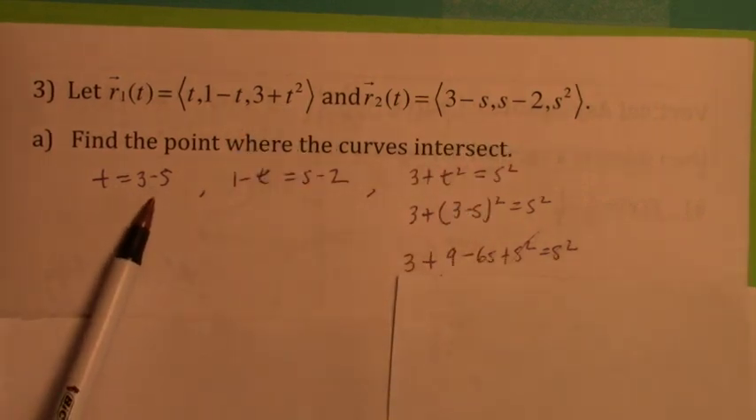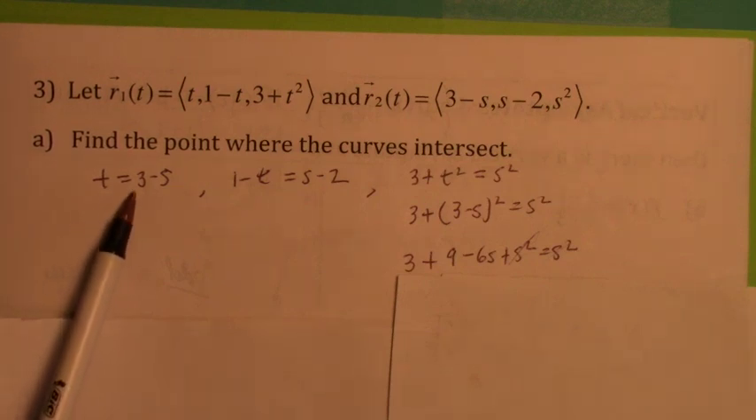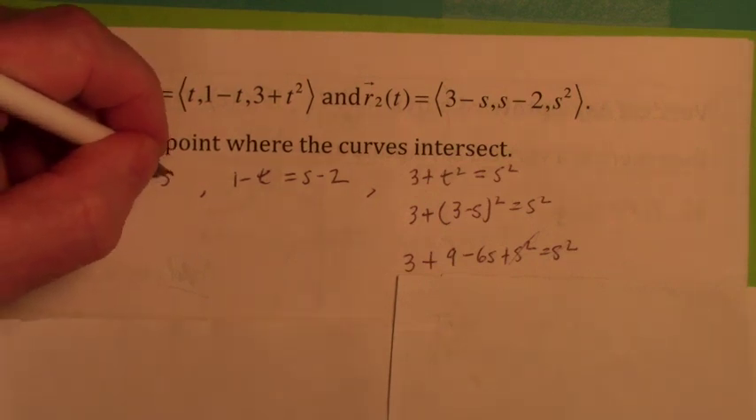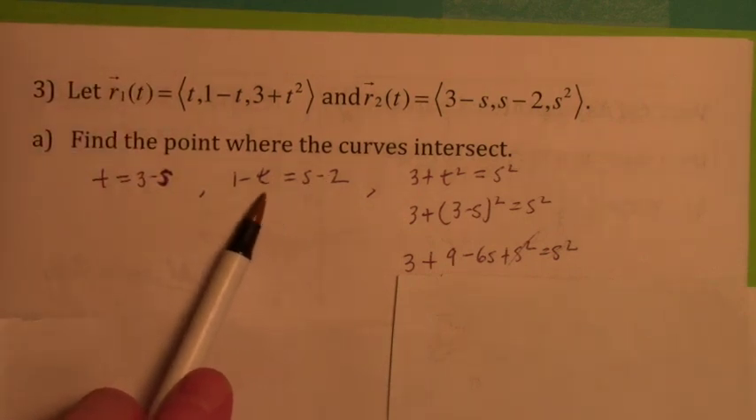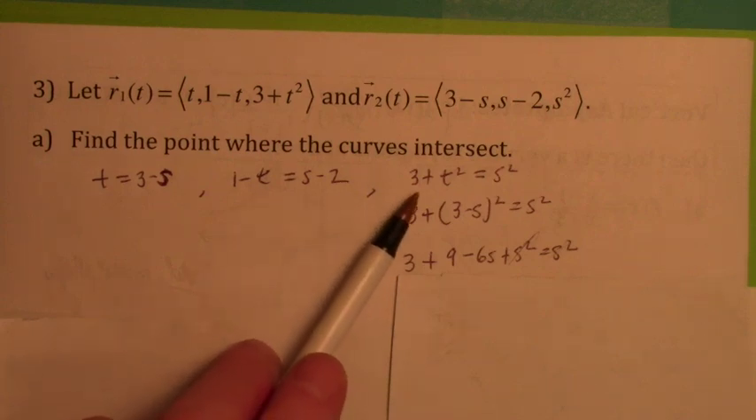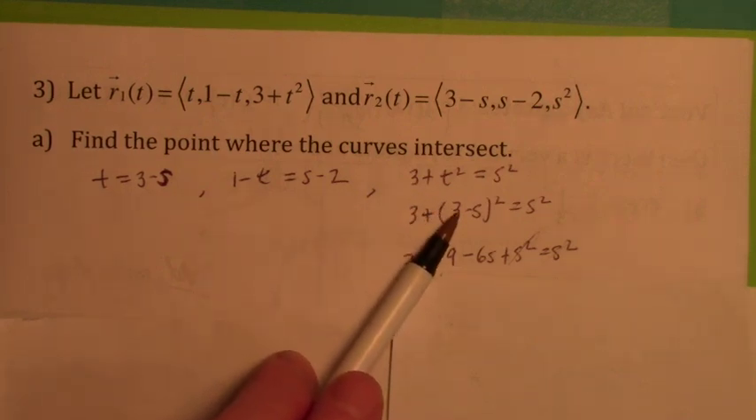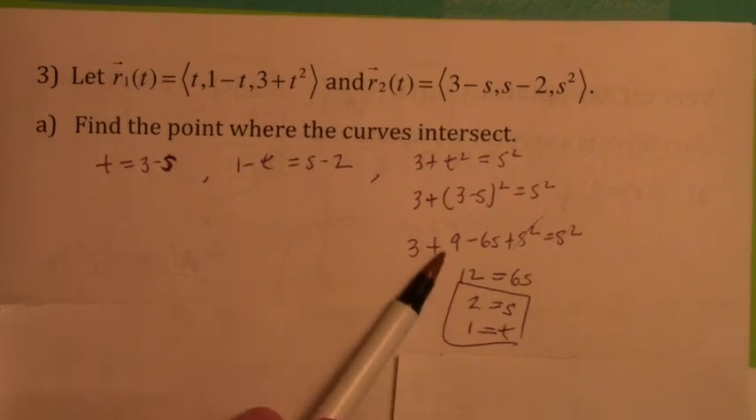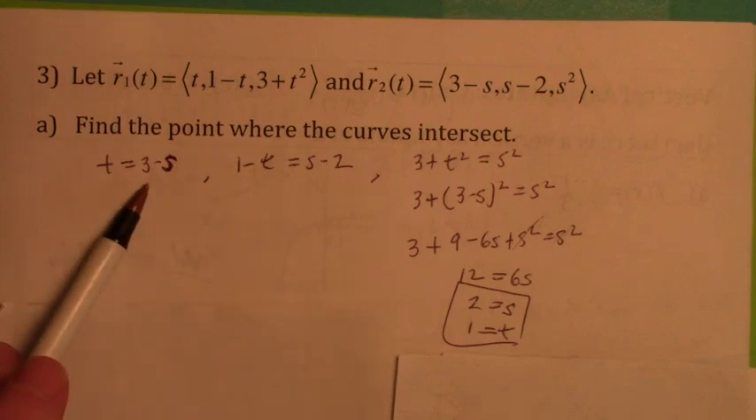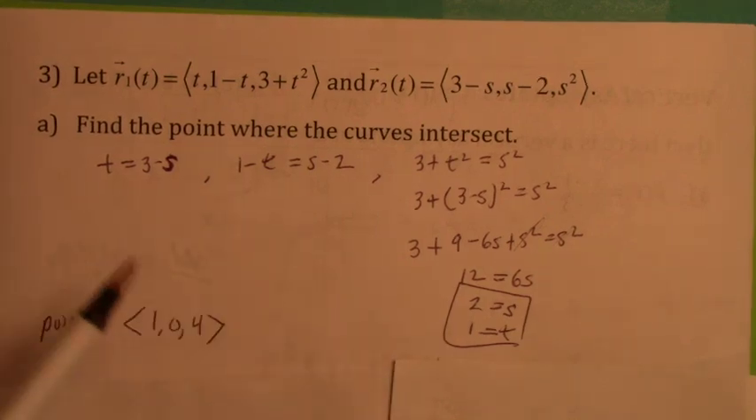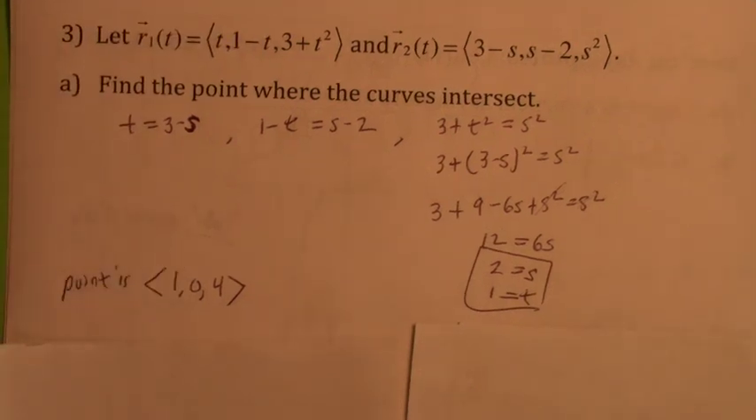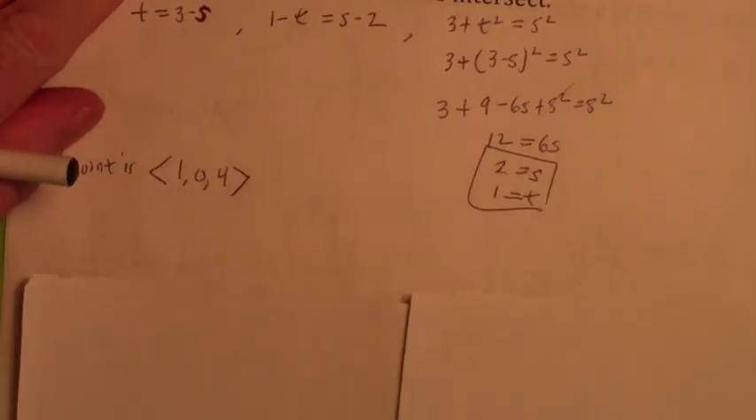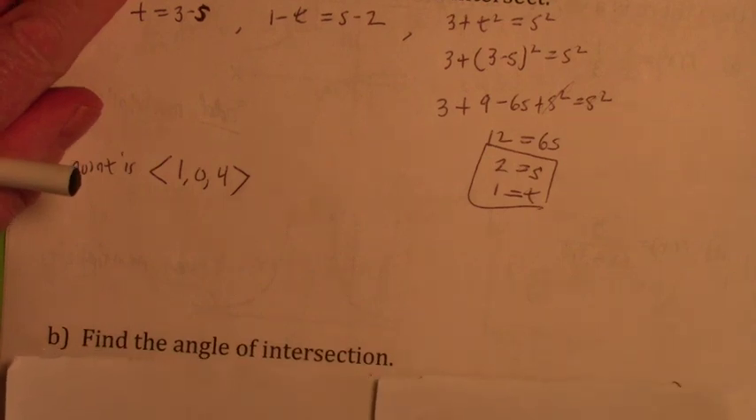Now, it turns out if you try to plug in 3 minus s in here, this is supposed to be an s, and try to solve this, it doesn't work. You just get s minus 2 on both sides. But over here, if you replace t with 3 minus s and you square it, you do get rid of the t, and you end up with s equals 2. If s equals 2, then t equals 1. So the point of intersection, you could plug t equals 1 into this, I guess, and you get 1, 0, 4.